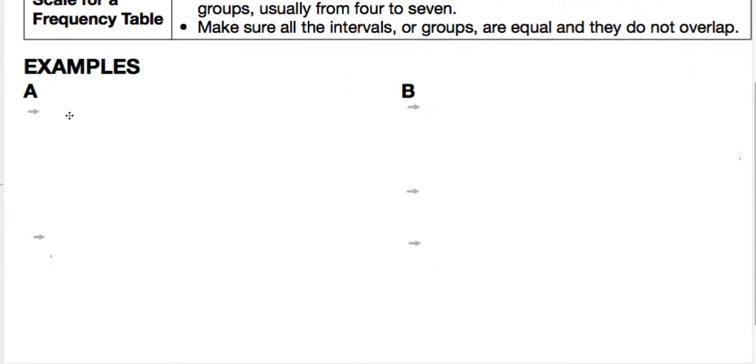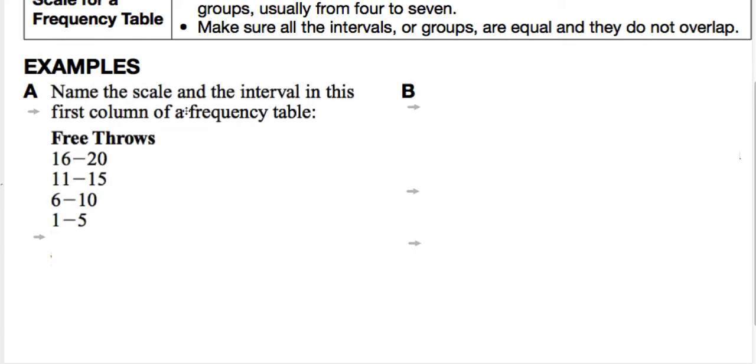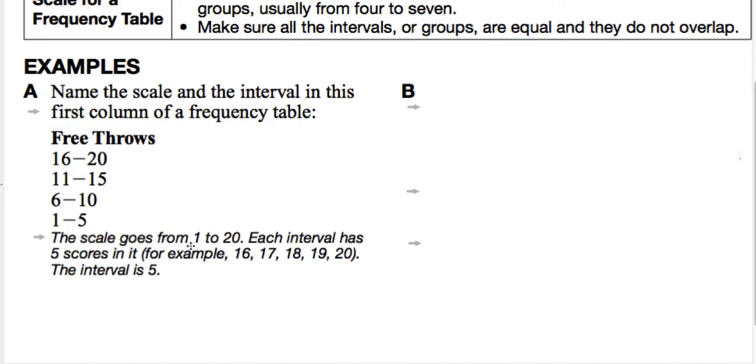Let's take a look at some examples. Example A. Name the scale and the interval in this first column of the frequency table. The intervals are 16 to 20, 11 to 15, 6 to 10, 1 to 5. Okay? So, in this example, our answer would be the scale goes from 1 through 20.